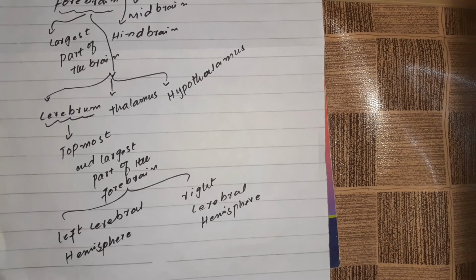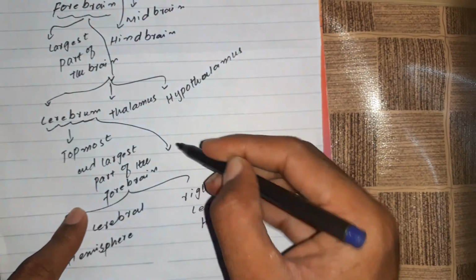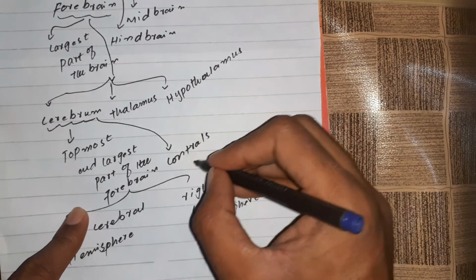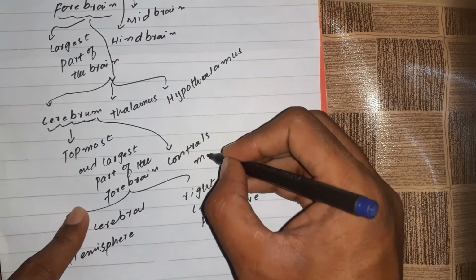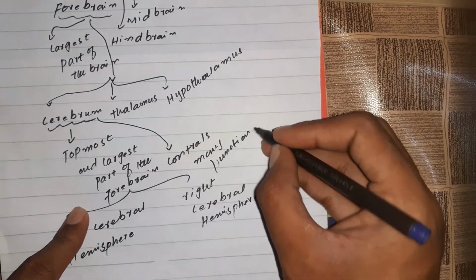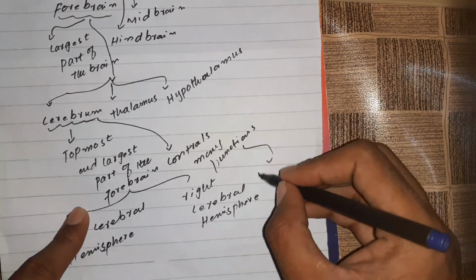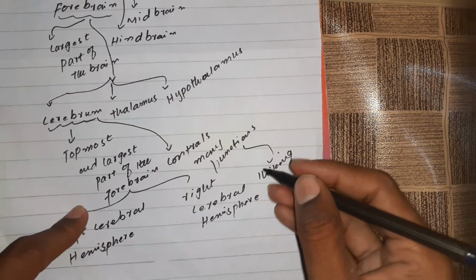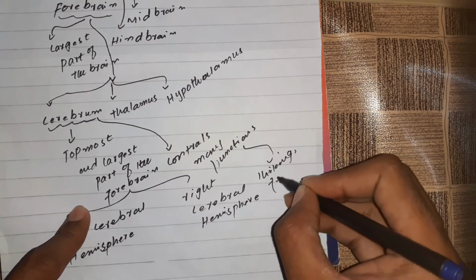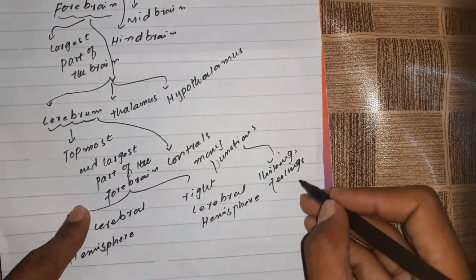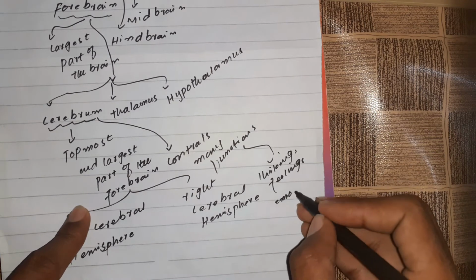The cerebrum controls many actions like thinking, feelings and emotions. Clear?